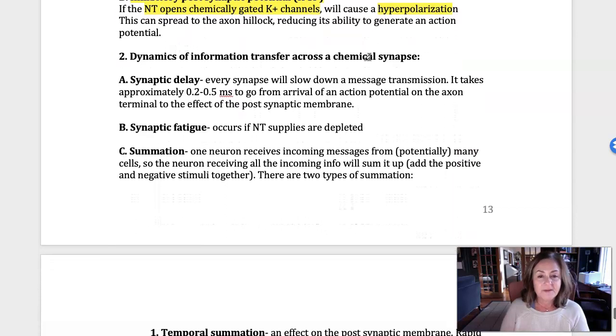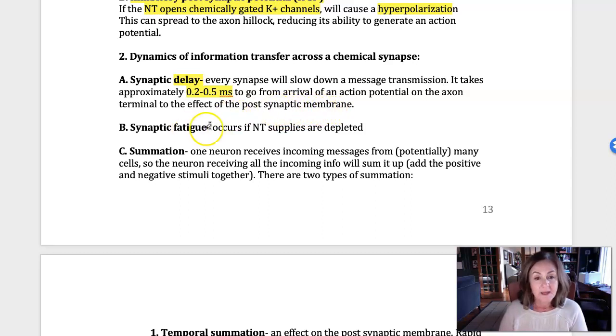So to wrap this up, some of the dynamics: there is a short lag time that it takes for the presynaptic cell to communicate with the postsynaptic cell. That's known as synaptic delay. It's a fraction of a millisecond. It's very short, but if we were looking at a pathway with one synapse, that would be faster than, say, a pathway with two or three synapses.